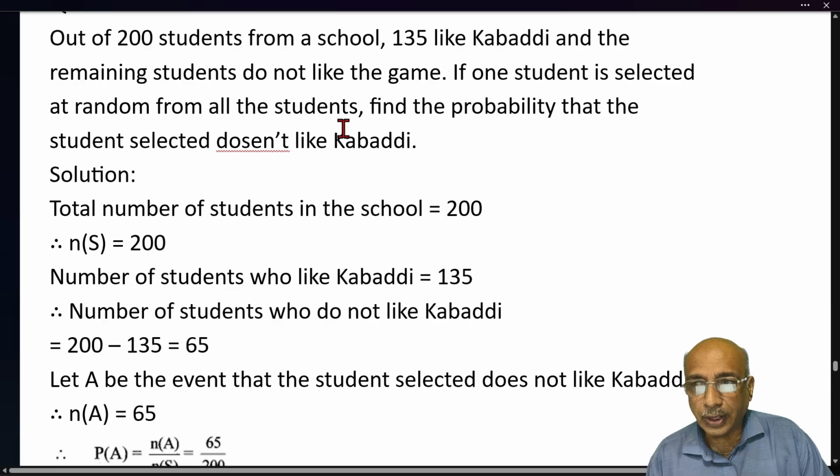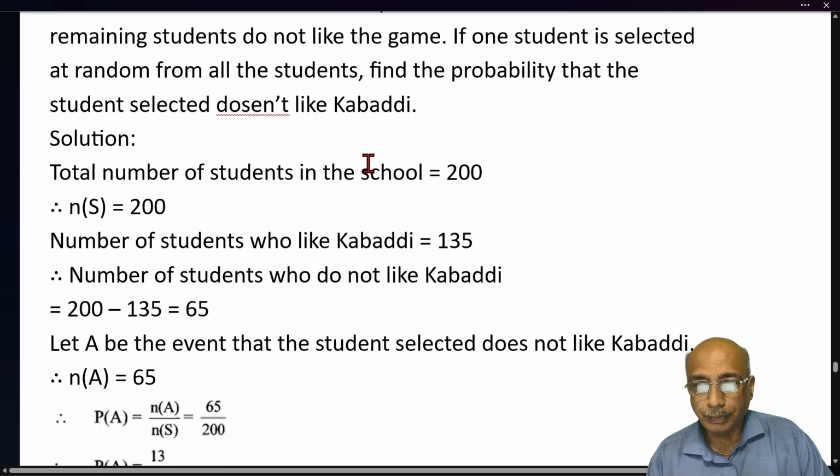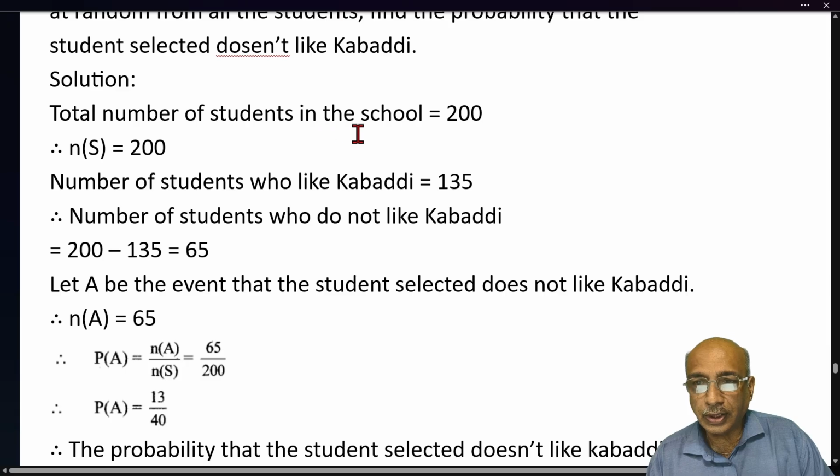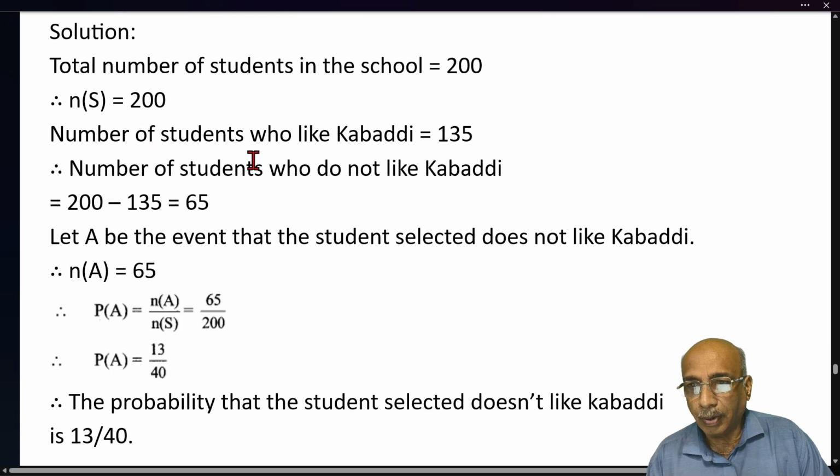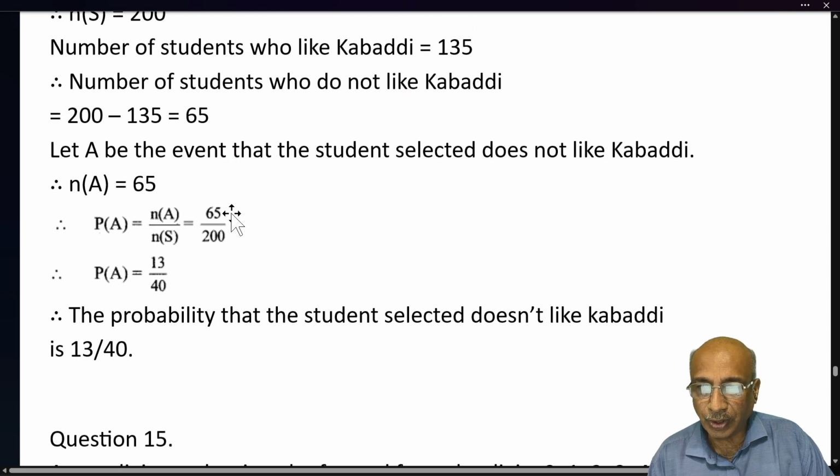If one student is selected at random from all the students, find the probability that the selected student does not like kabaddi. The number of students in the school is 200, so n(S) will be 200. Number of students who like kabaddi is 135. Therefore, the number of students who do not like kabaddi will be 200 minus 135 equals 65.